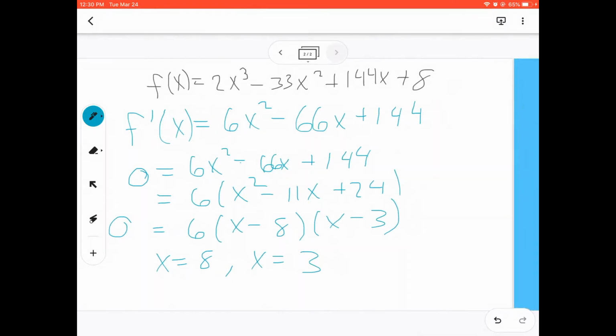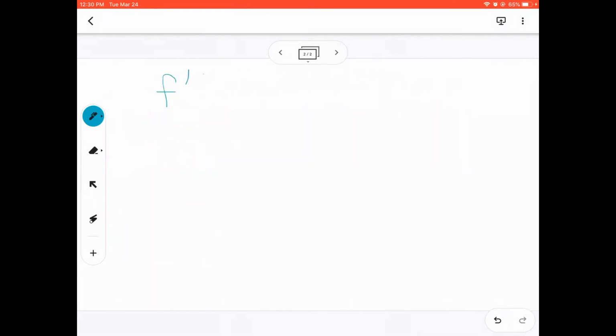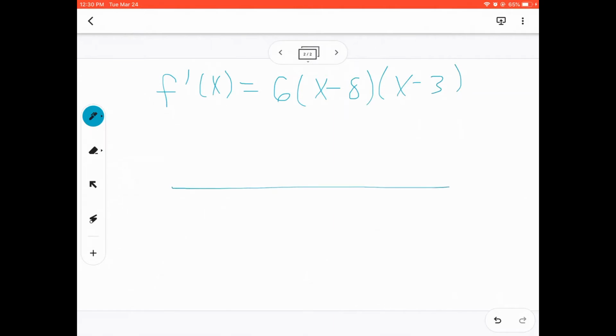So in order to do that, we're going to start the first derivative test. So we know f prime of x is 6 times x minus 8, x minus 3. So I'll just set up a goalpost. Remember, x equals 3, x equals 8. So here we have 3, here we have 8. And what I'm going to do is test values to the left of 3, to the right of 3, and to the left of 8, and to the right of 8. See the general trend of the curve.